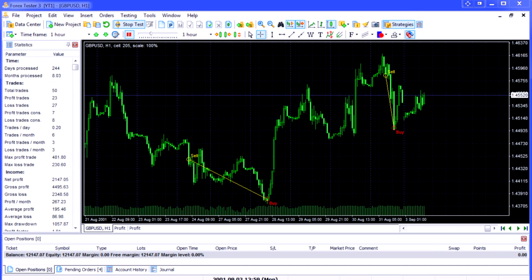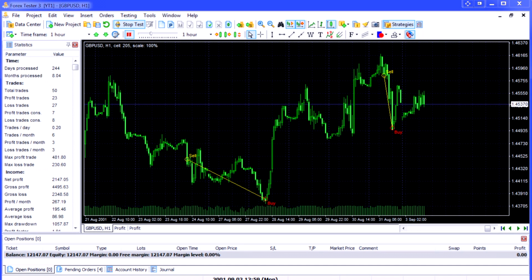And of course, all the metrics are down here on the left, being calculated as you place your strategy in the back test environment. You can also run expert or automated strategies through this platform as well.